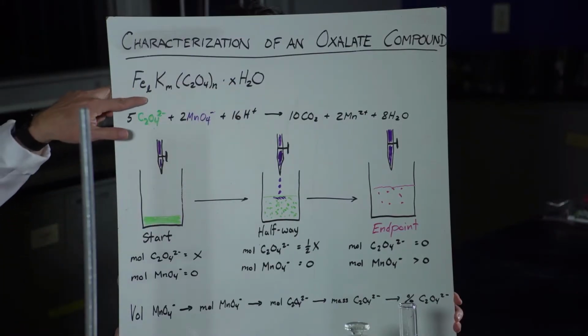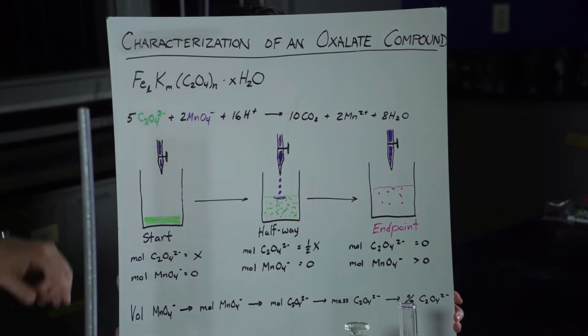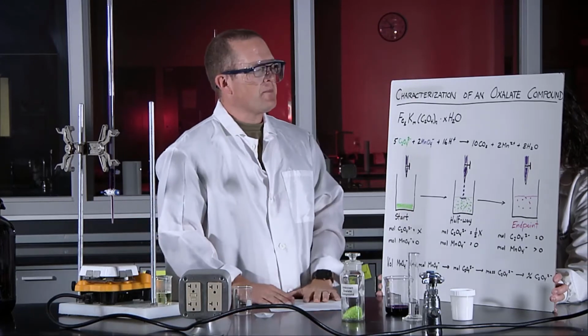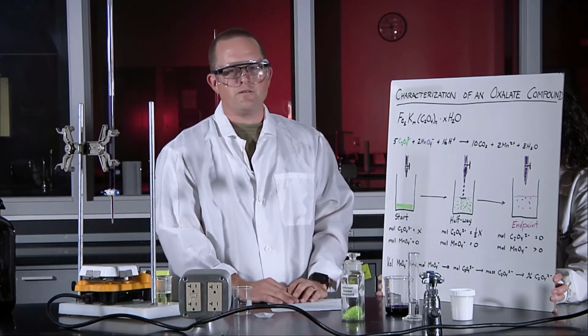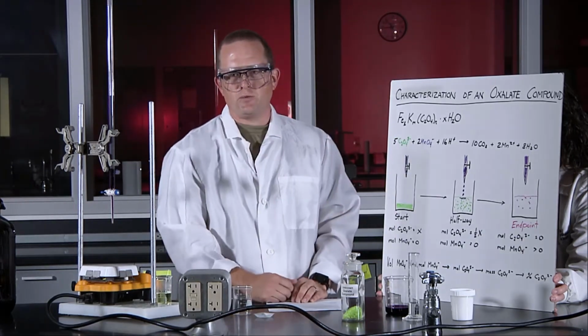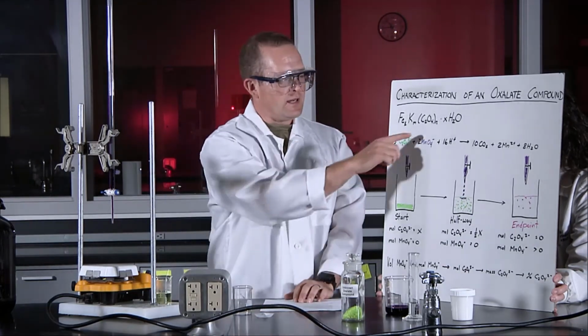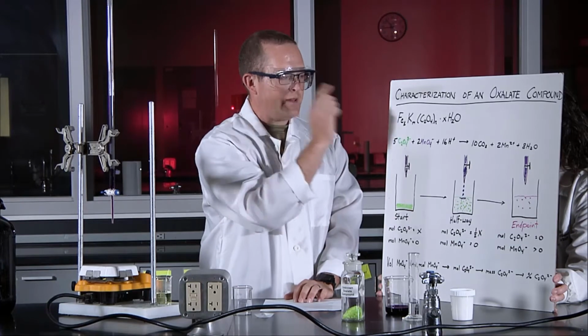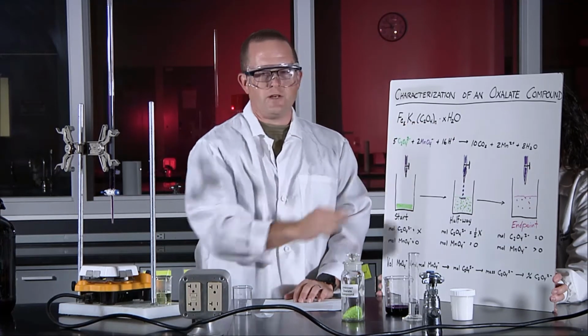L will be determined for you via different means, and that's given in your procedure. X will also be determined by a different means. Today, the only thing we're going to be determining in the lab is N, the mole percent of the oxalate anion within this compound. The M for the potassium will be determined by what's left over. We'll be determining the mole percent of the oxalate anion via a titration.